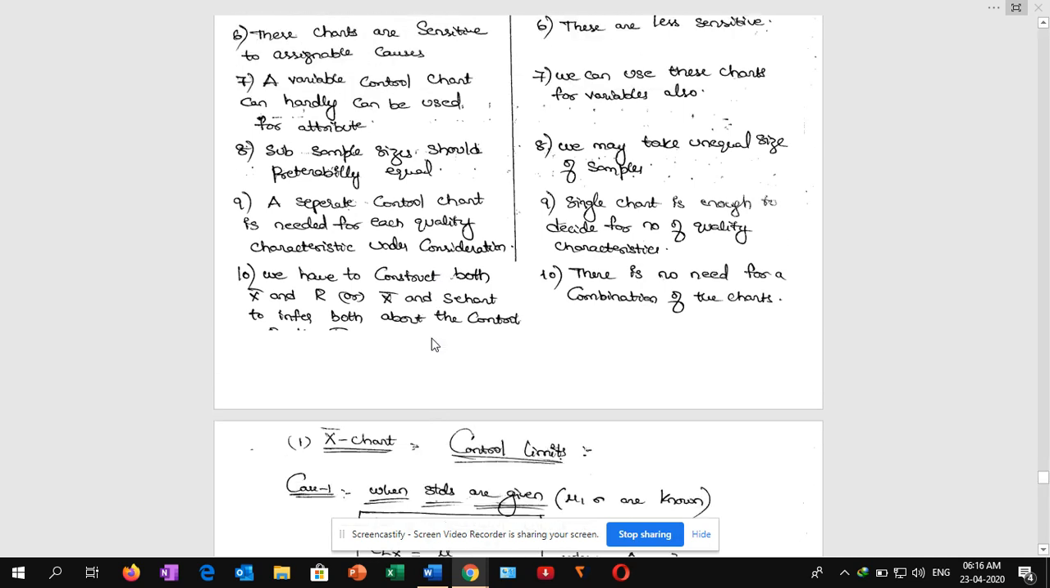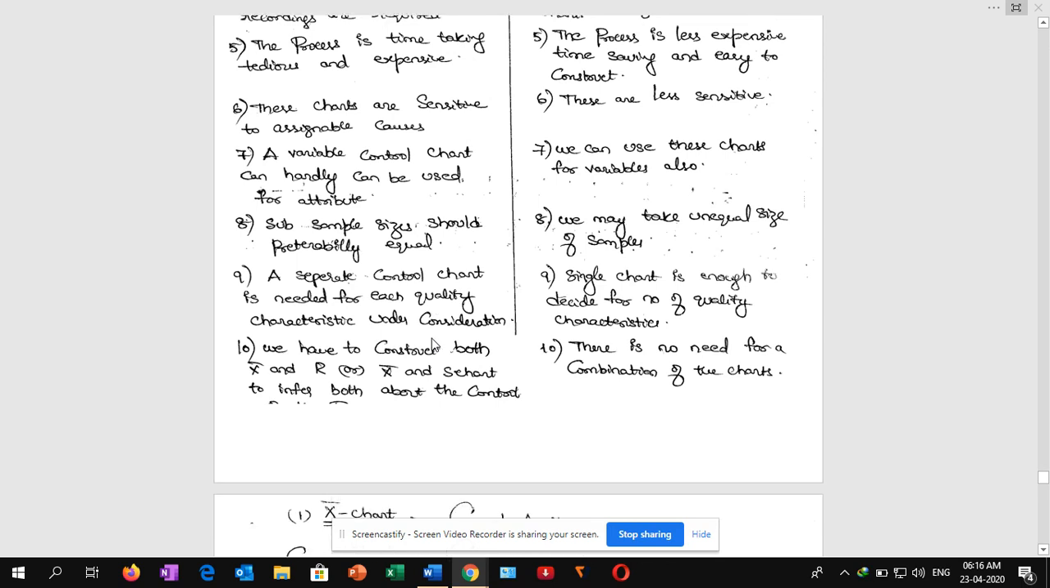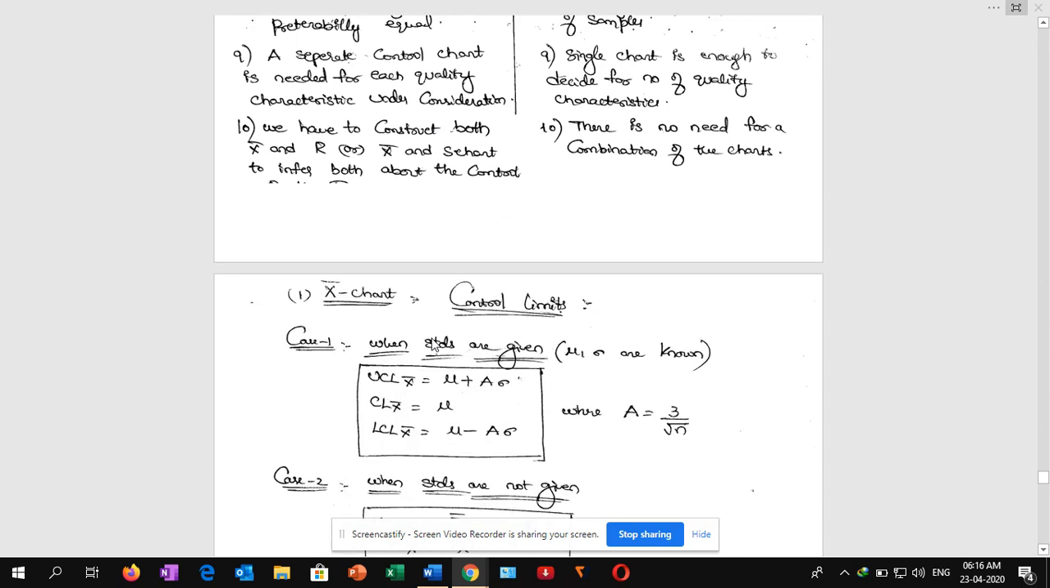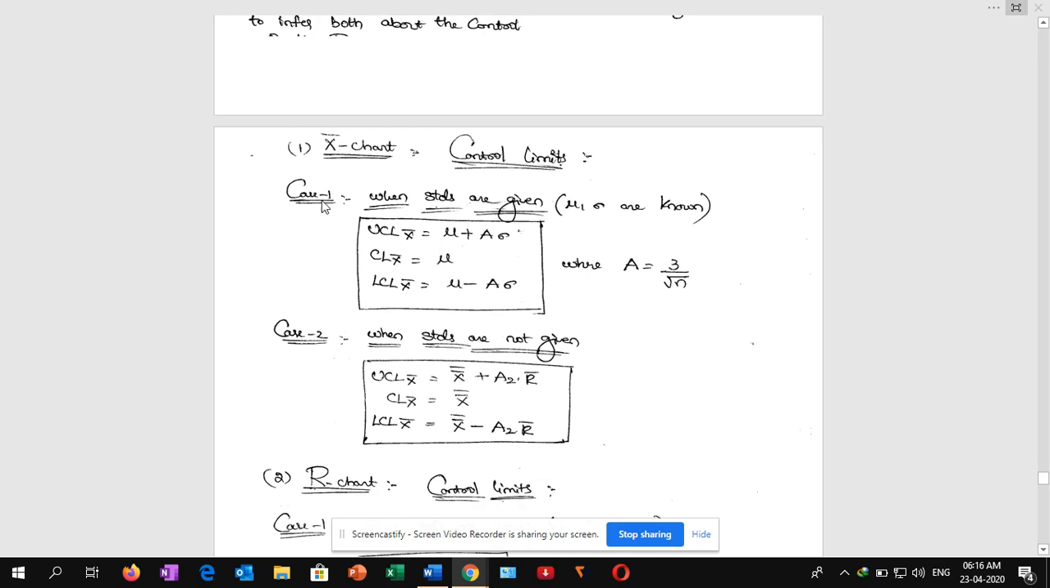So this is the chapter on SQC, chapter number 4, statistical quality control. We have to remember the control limit formulas when standards are given and when standards are not given. We have to learn these formulas by heart, and with the help of the sample size we find the SQC table values. We have to learn both case 1 and case 2: when standards are given and when standards are not given.